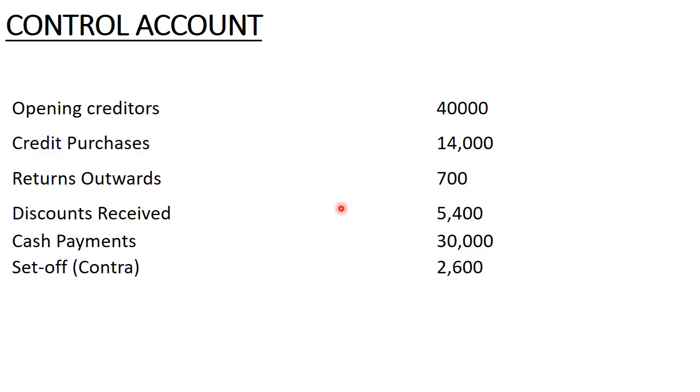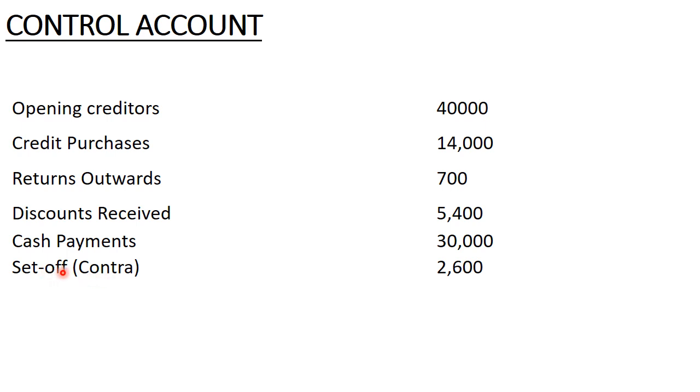Okay, so we have the opening creditors, which is this, credit purchases, which are these. So opening creditors are people we owe money. Credit purchases are the new purchases we have had on credit. Returns outwards are goods we returned because we are not satisfied with them or for another reason. Discounts received is the discount received after buying or purchasing the goods. Cash payments are the money we have paid the creditors.